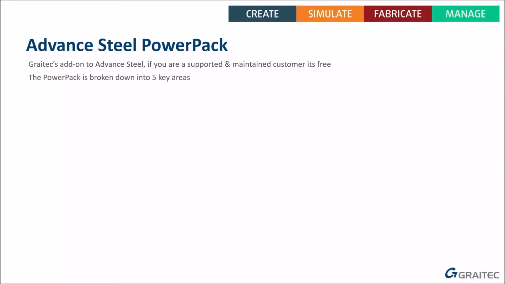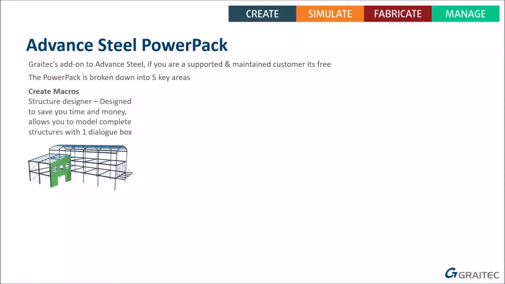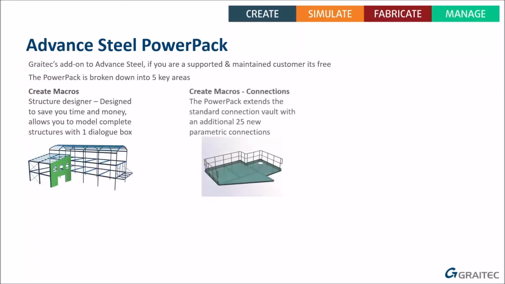And we break the Power Pack down into 5 areas. So we have create macros. We've got a structure designer that will create structures with one dialog. It will do the columns, the purlins, the cold rolled, the bracings, the claddings. So if you're doing repeatable structures, you really do want to be looking at the structure designer. We have create macro connections. So we now have a Power Pack connection vault that's got 25 new connections in there.